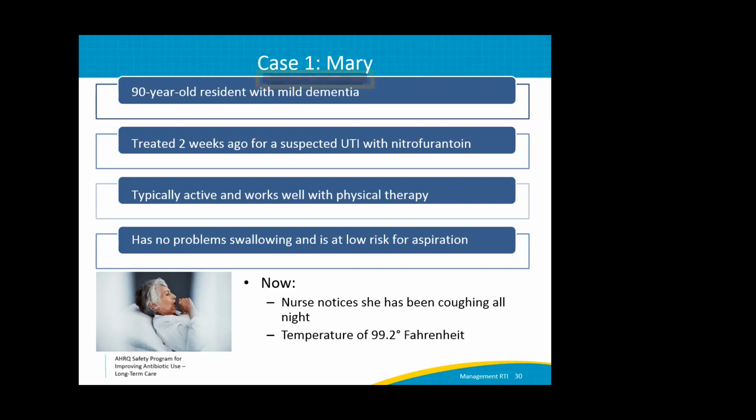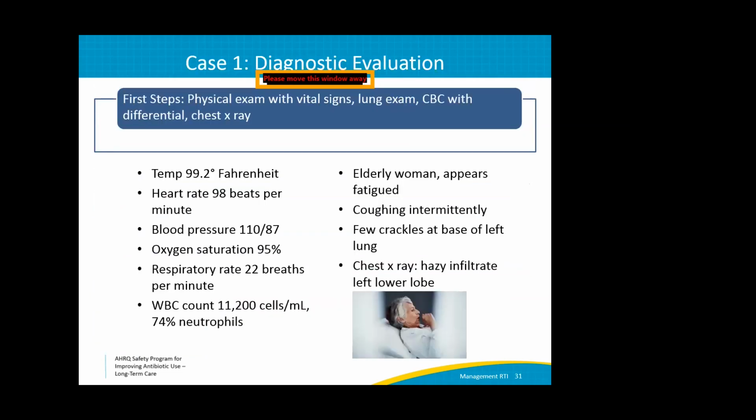So bringing us up to the present, her nurse notices that all night long she was coughing, and then the next day finds that she has a temperature of 99.2 Fahrenheit, and so obtains some additional information. So on exam, she does have this low-grade temp, normal heart rate and blood pressure. Her oxygen saturation is a borderline 95% on room air, and she is tachypneic with a respiratory rate of 22 breaths a minute. She looks fatigued and is coughing through the exam, and she does have a focal lung finding of crackles at the base of her left lung.